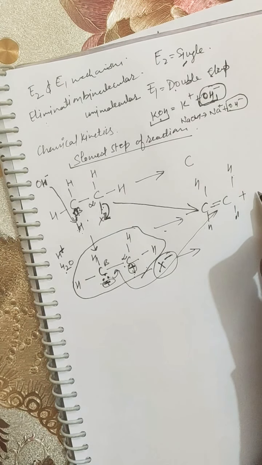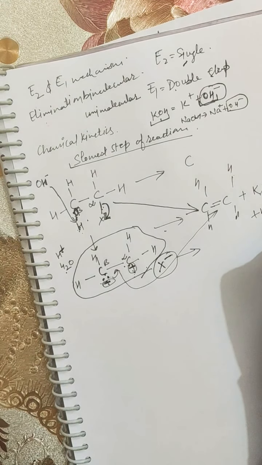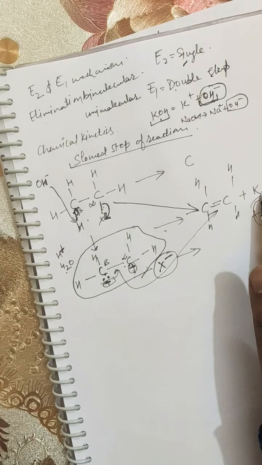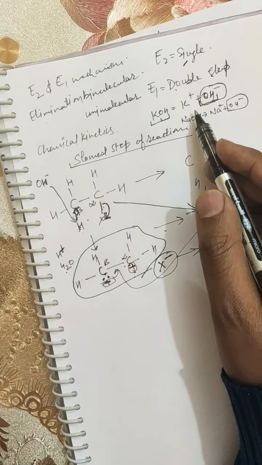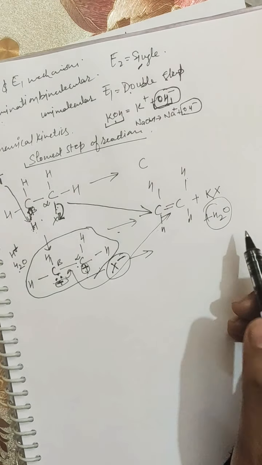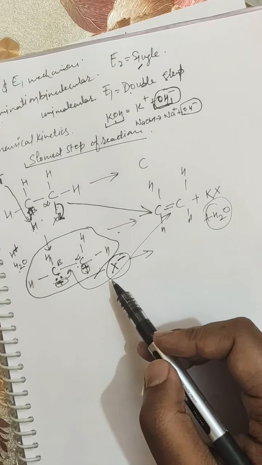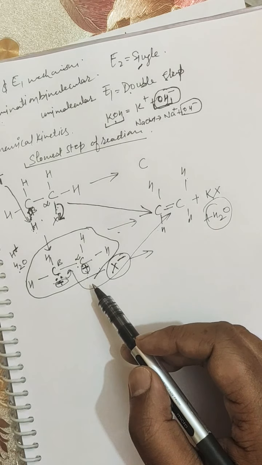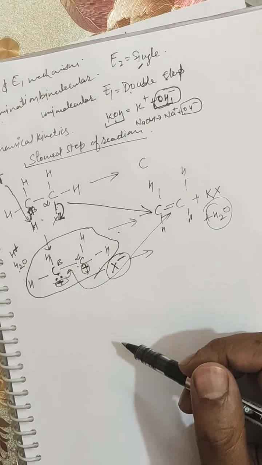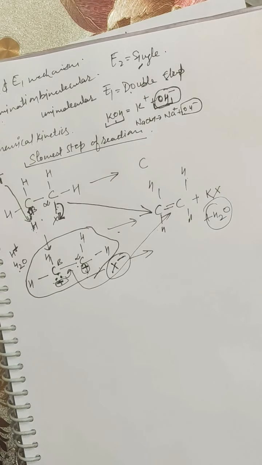So what products are formed? Products formed are KX plus H2O. H2O is formed from this hydroxyl anion, and KX is formed from this K positive cation plus this X negative, which left the alkyl halide. So this is the E2 mechanism for dehydrohalogenation. Next time we will take the E1 mechanism, or the unimolecular elimination reaction.